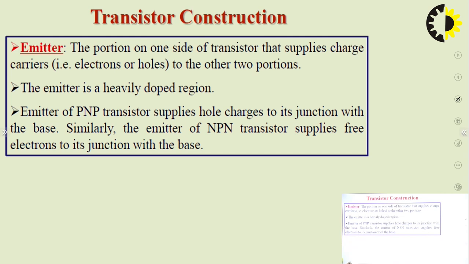So transistor construction, as we have already discussed: the portion of one side of the transistor supplies charges, that is the charge carriers. It can be electrons or holes. So majority charge carriers will depend upon the type of the transistor. In case of NPN transistor, the majority charge carriers will be electrons. And in case of PNP type of transistor, majority charge carriers will be holes. So emitter is a heavily doped region. Emitter of PNP transistor supplies hole charges to its junction with the base. Similarly, emitter of the NPN transistor supplies the free electrons to its junction with the base, because in both the cases the respective charge carriers are majority charge carriers, that is electrons and holes.